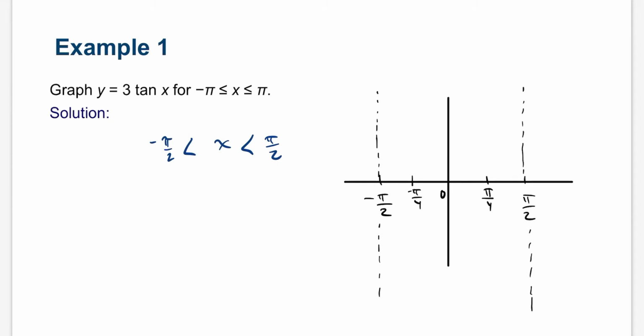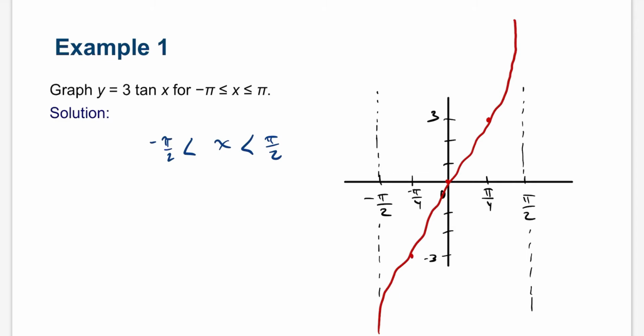And then tangent generally goes in this direction unless the coefficient is negative. If the coefficient is negative, then it would go in the other direction. But in this case, the coefficient is positive 3. So 1, 2, 3, 1, 2, negative 3. So at the first point at pi over 4, we know that tangent of pi over 4 is 1. So 1 times 3 is 3. And at negative pi over 4, it's negative 1. So negative 1 times 3 is negative 3. And at 0, tangent of 0 is 0. So there is our tangent graph.